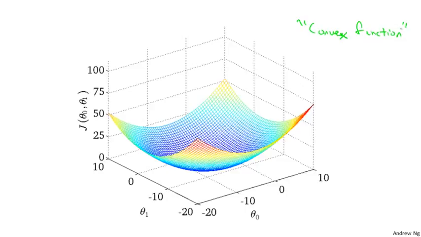I'm not going to give the formal definition of a convex function, C-O-N-V-E-X, but informally, a convex function means a bow-shaped function. This function doesn't have any local optima except for the one global optimum. And thus gradient descent on this type of cost function, which you get whenever you're using linear regression, will always converge to the global optimum because there are no other local optima.